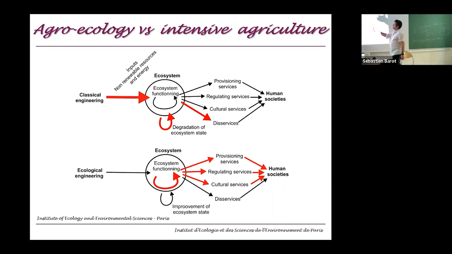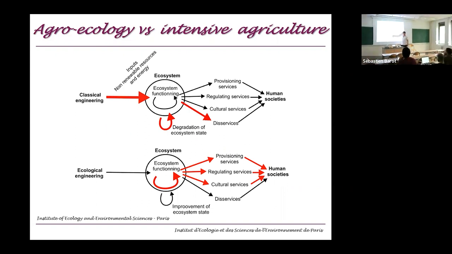Basically, we want to use fewer inputs: fewer pesticides, less fertilizers, less fossil fuels, and we want to exploit more the ecological regulations within the ecosystem, within the field.